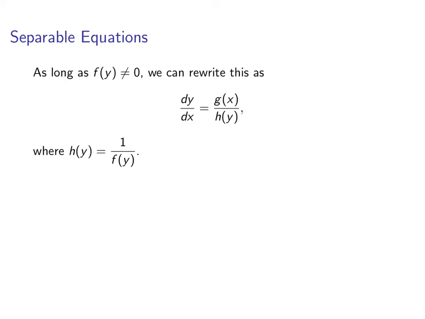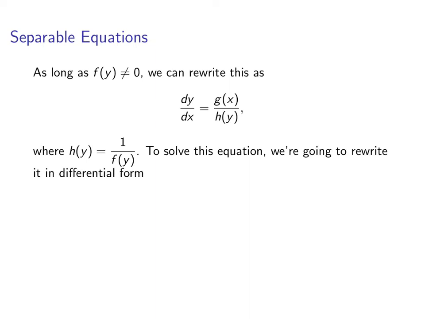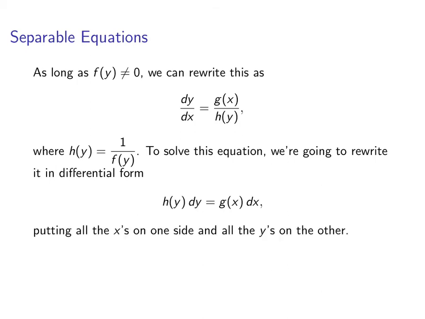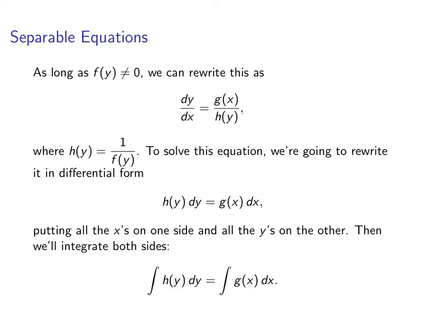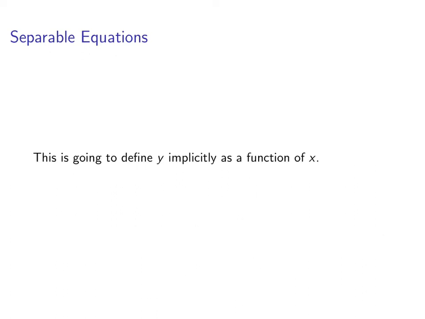All right, so it doesn't really matter how we write these. The important thing is that to solve the equation, we're going to rewrite it in what's called a differential form. That is, we're going to put all the y's on one side and all the x's on the other. And when we do so, we think of dy by dx as a fraction. Now, dy by dx is not a fraction, but for the purposes of this, we'll think of it that way. And then we'll integrate both sides. Now, this is going to define y implicitly as a function of x.